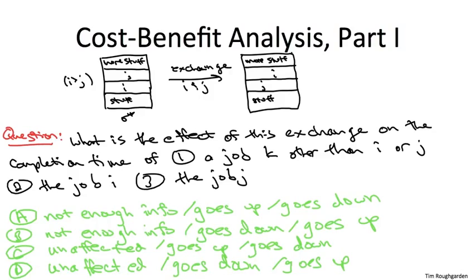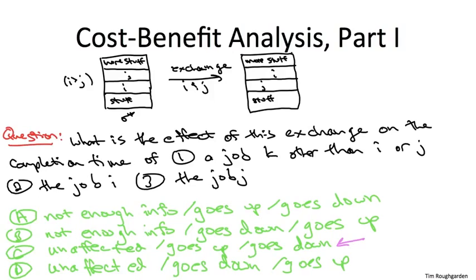All right, so the answer to this quite key question is the third answer. Jobs other than i and j are unaffected. The completion time of job i goes up and the completion time of job j goes down. So let's review why. Consider a job k other than i or j. It's probably easiest to see if in sigma star k completes before i and j. It's scheduled earlier than i and j.